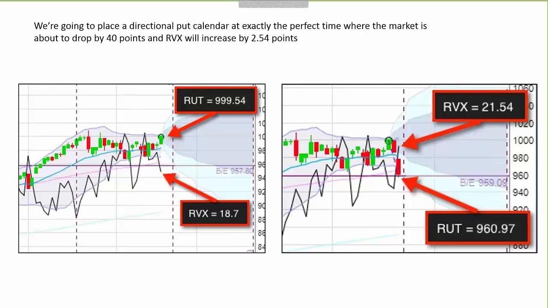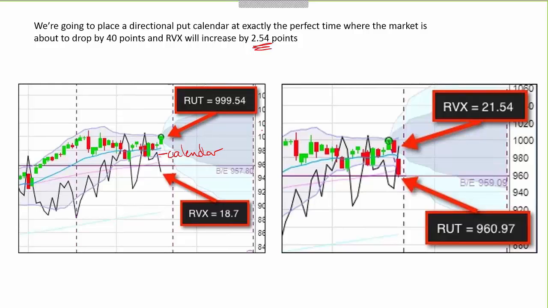And you can see that on the next slide, on the right-hand side here, right? So over the next 2 days, we get huge movements down, right? And we get the RUT moving down by 40 points in 2 days, and the volatility increasing by 2.54 points. Okay. Now what are we doing? We're going to be setting up a calendar here, right? Basically 20 points down, so 20 points out of the money, so it's a directional calendar, and calendars are, of course, positive Vega, right? Meaning that when we get an increase in volatility, we're going to be cashing in.